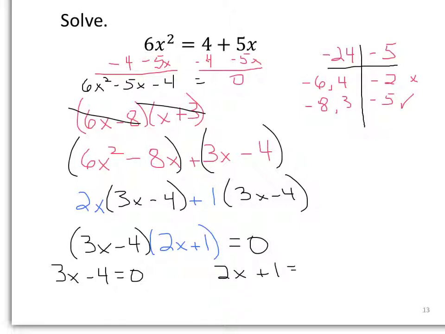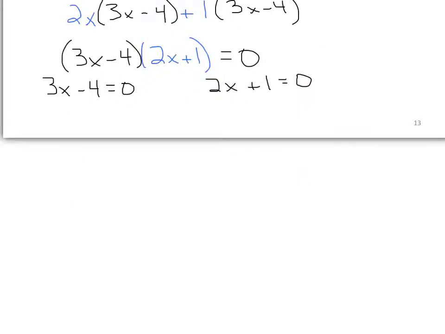We set each of those binomials equal to 0 and solve for x. So we add 4 to the left binomial on each side, and then we divide by 3, and we get x is equal to 4/3. On the right, we subtract 1 from both sides and divide by 2, and we get x equals negative 1/2.